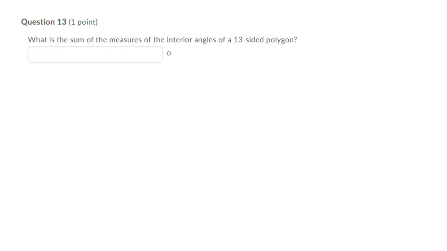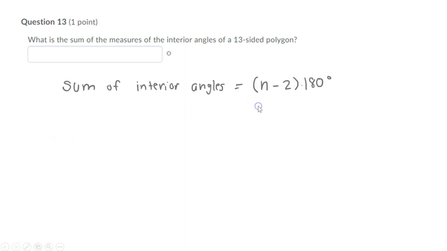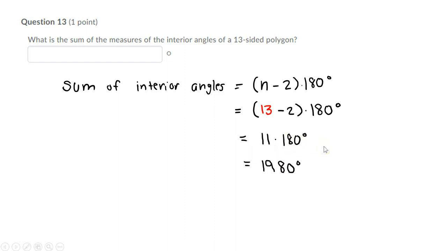Question number 13, which, I kind of clicked early and started moving on before I stopped the other one. You're just asked a simple question: what is the sum of the measures of the interior angles of a 13-sided polygon? Well, to answer that question, you had a rule that the sum of those interior angles should be n minus 2 times 180 degrees, where n is the number of sides in that polygon. That would also be the number of angles as well. And since I do have a 13-sided polygon, n would be 13, which means I would have 11 times 180 degrees, which would make this 1,980 degrees. So the sum of those measures would be 1,980 degrees.